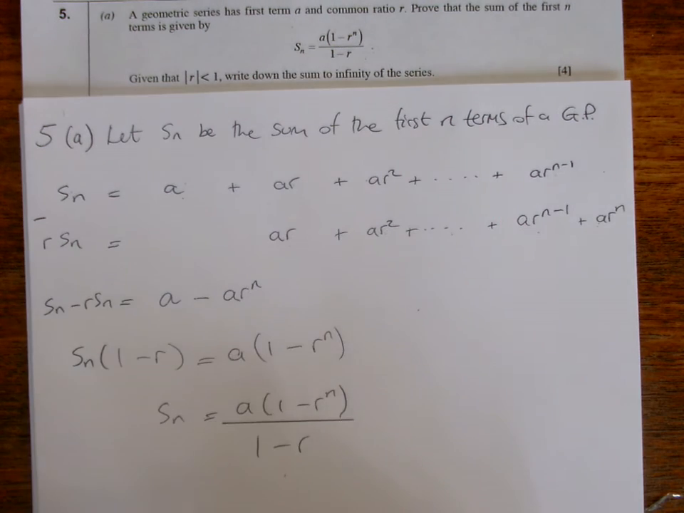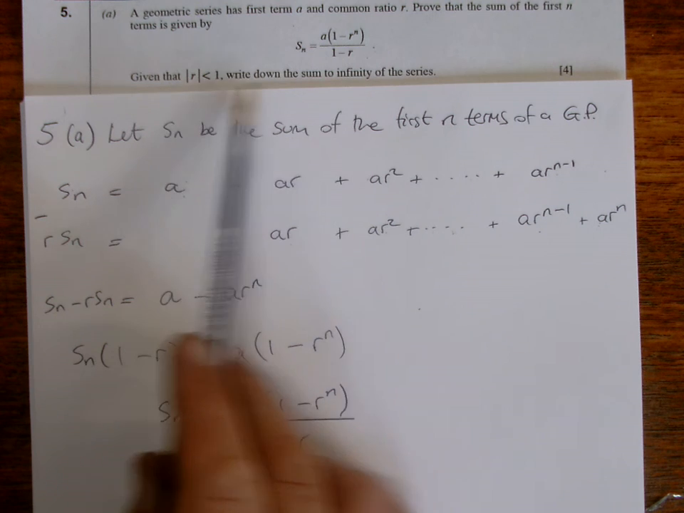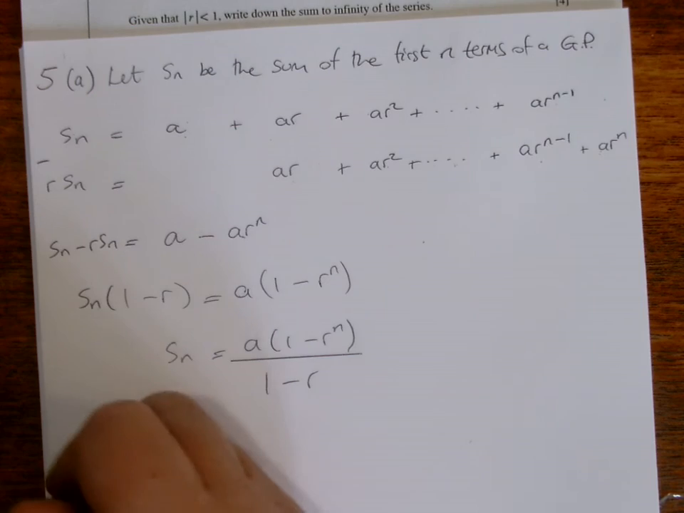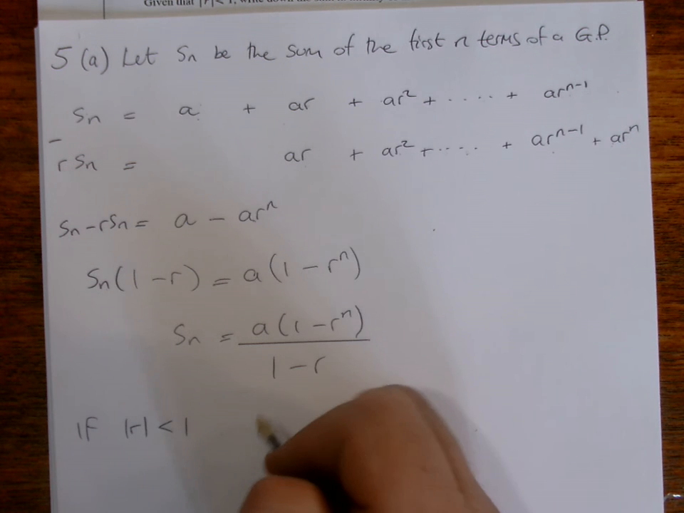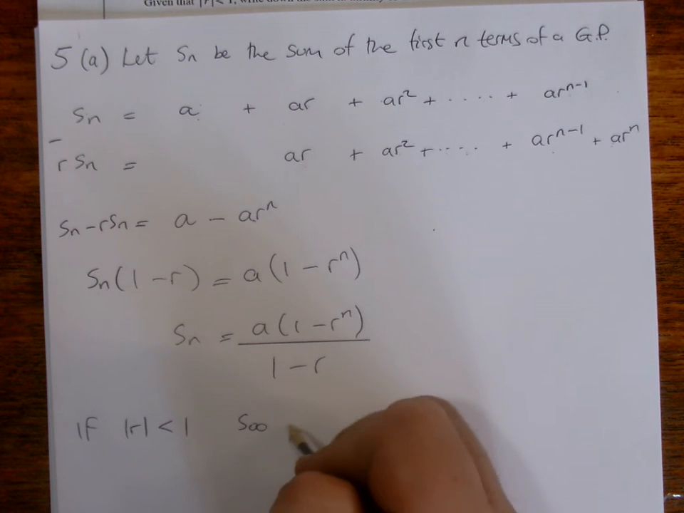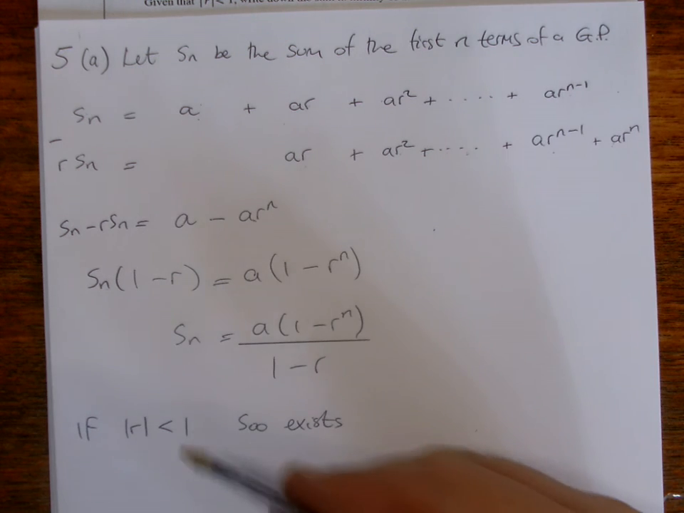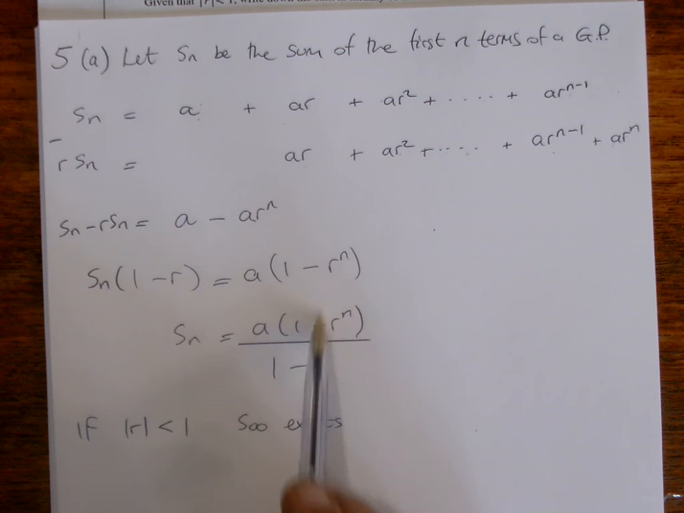So we've got the Sn formula there, but we're not quite done, because it says given that r is less than 1, write down the sum to infinity of the series. Now, if r is less than 1, it's important to realize that the sum to infinity exists. It only exists if the size of r is less than 1. If the ratio is equal to 1 or greater, it doesn't exist. So what you've got to do is focus on this here. This is your focus.